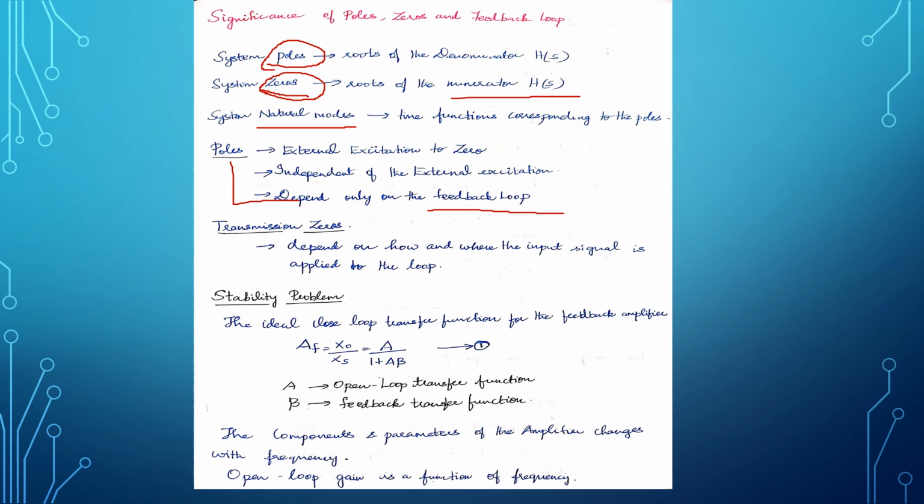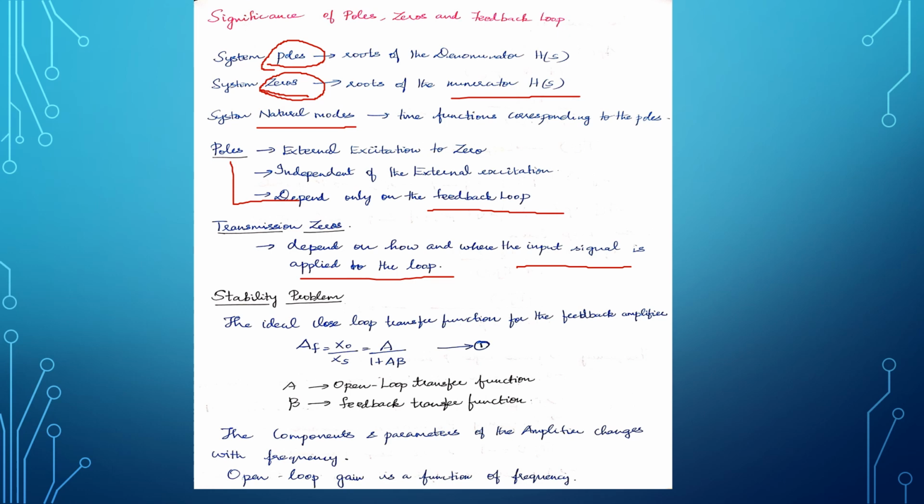What about the transmission zeros? The transmission zeros depend on how and where the input signal is applied to the loop. So zeros are always focused on the input signal, and poles always depend upon the feedback loop. Now we will discuss the stability problem.